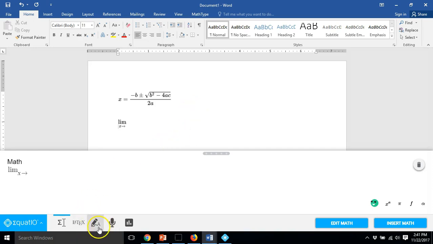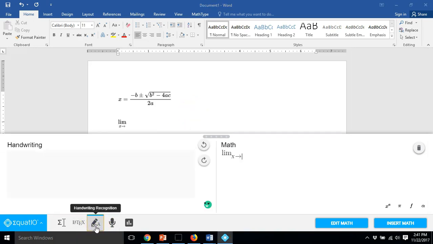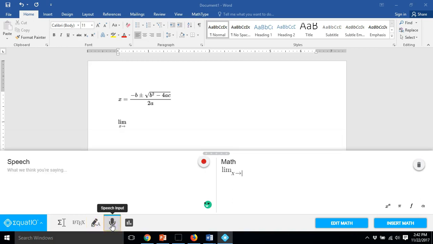And then here, if you click down here, there's the handwriting recognition. I don't have any devices that allow me to do this, so I haven't had a chance to test it yet. You can also do speech input. Oh my gosh, I'm talking right now. I wonder if it's going to, okay. No, I'd have to push record. Okay, so let me try that actually.